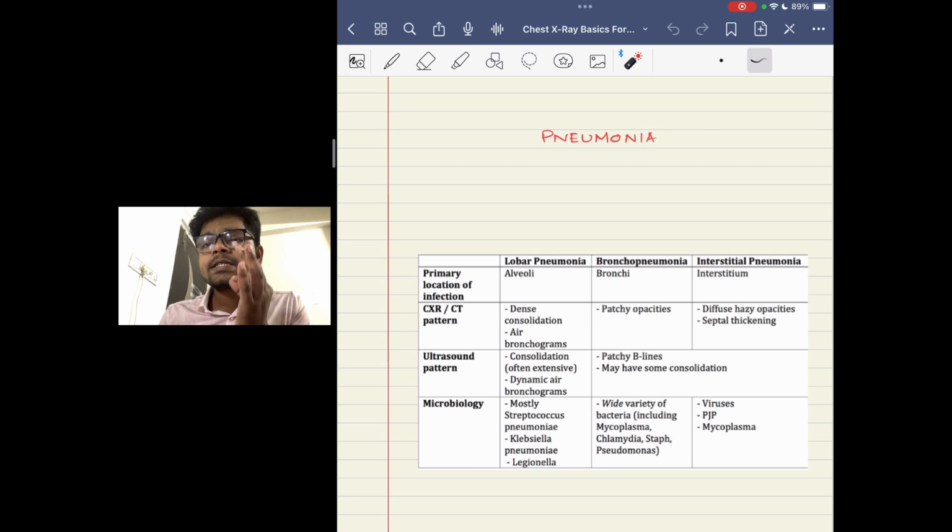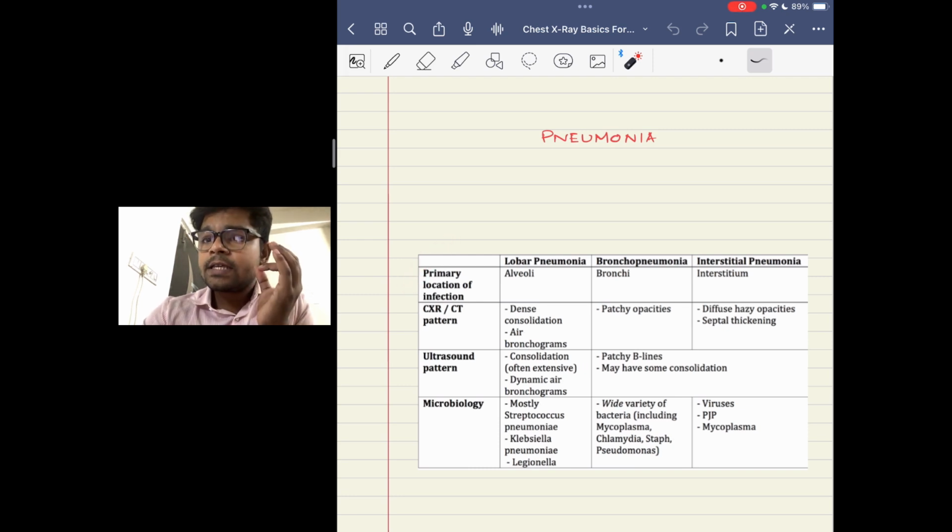Out of lobar pneumonia and bronchopneumonia, lobar pneumonia is very commonly asked in the exam. So what is the basic difference between the two? The primary location of the pathology. If it is in the alveoli, it is lobar pneumonia, meaning pertaining to certain lobes of the lung. If it starts from the bronchi, eventually the pathology might overlap at some point of time, but initially it will start off from the bronchi, that is the airways. This is bronchopneumonia. So, the primary location of the infection.